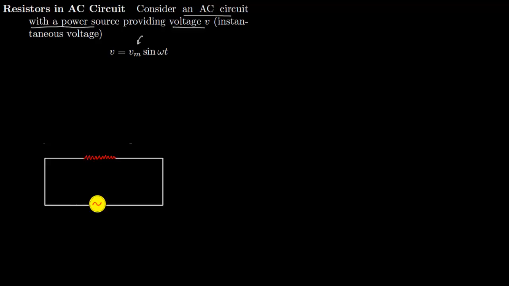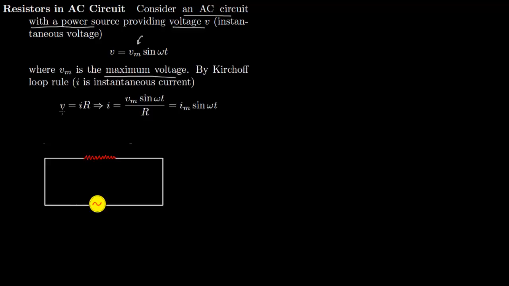So now we use Kirchhoff's loop rule, and from Kirchhoff's loop rule we have seen that V is equal to I times R. So I is the instantaneous current and this R is the resistance. So let us put this R as resistance here. So now you just divide both sides by R, and instead of V you put Vm sine of omega t. So this is nothing but V.